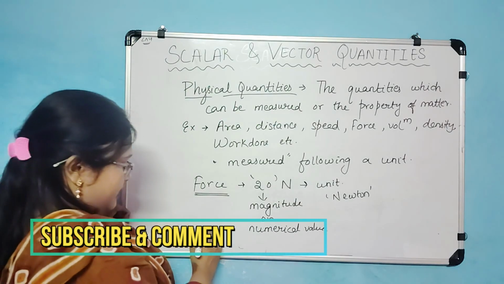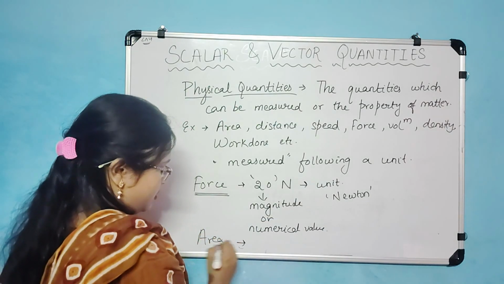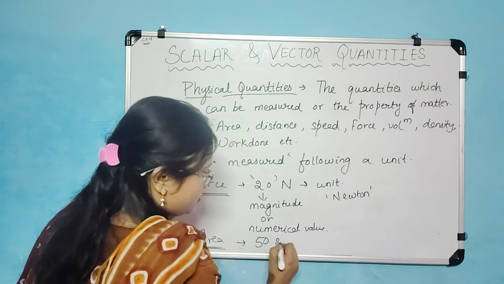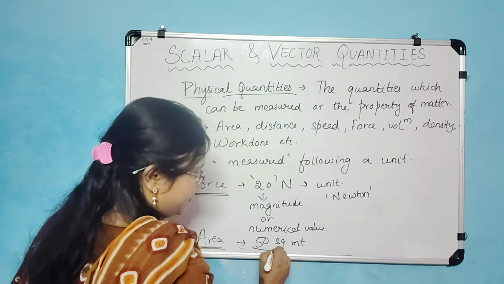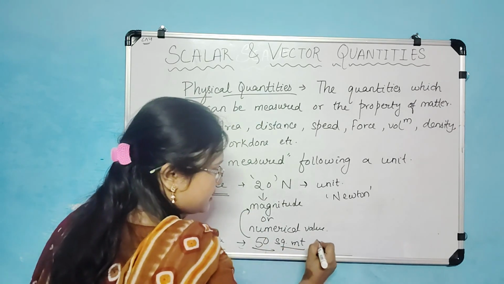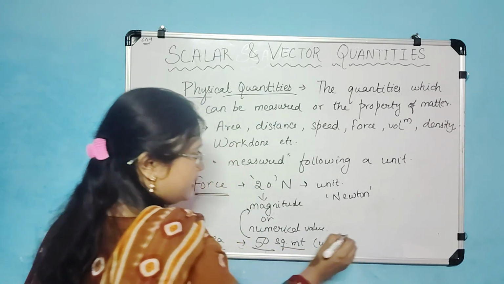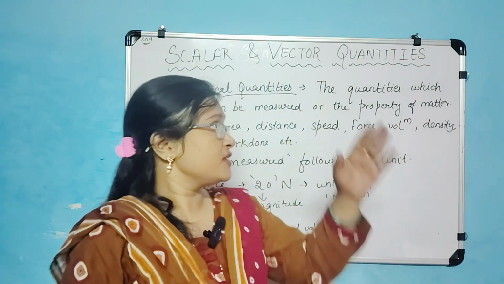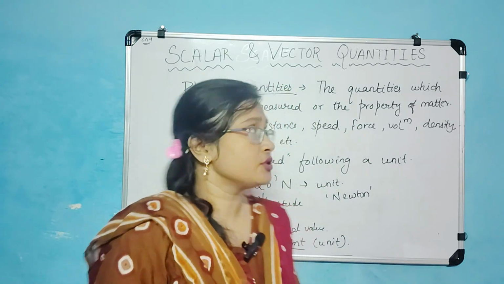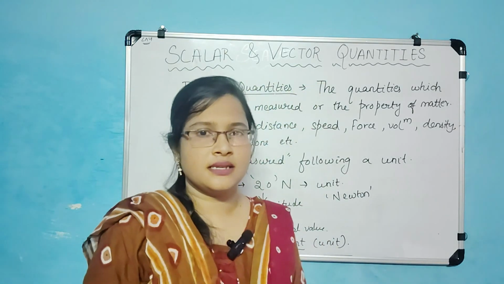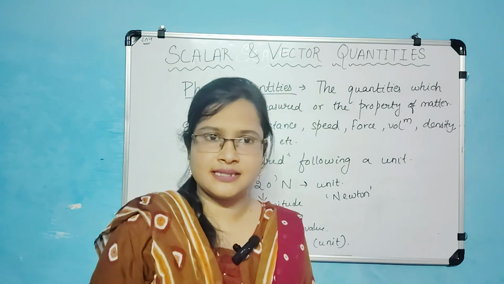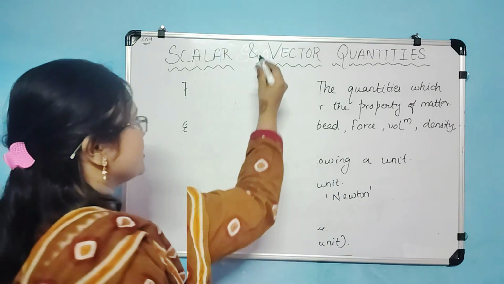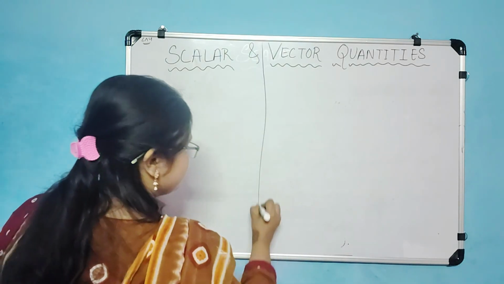Just like area, if we say the area of a given patch or surface is about 50 square meter, that means 50 is the magnitude and square meter is the unit. Clear? So physical quantities are those quantities which can be measured. In physics, the physical quantities are broadly classified into scalar and vector quantities. There is also another quantity known as tensor, which we will read sometime later. So let's start with scalar and vector quantities.